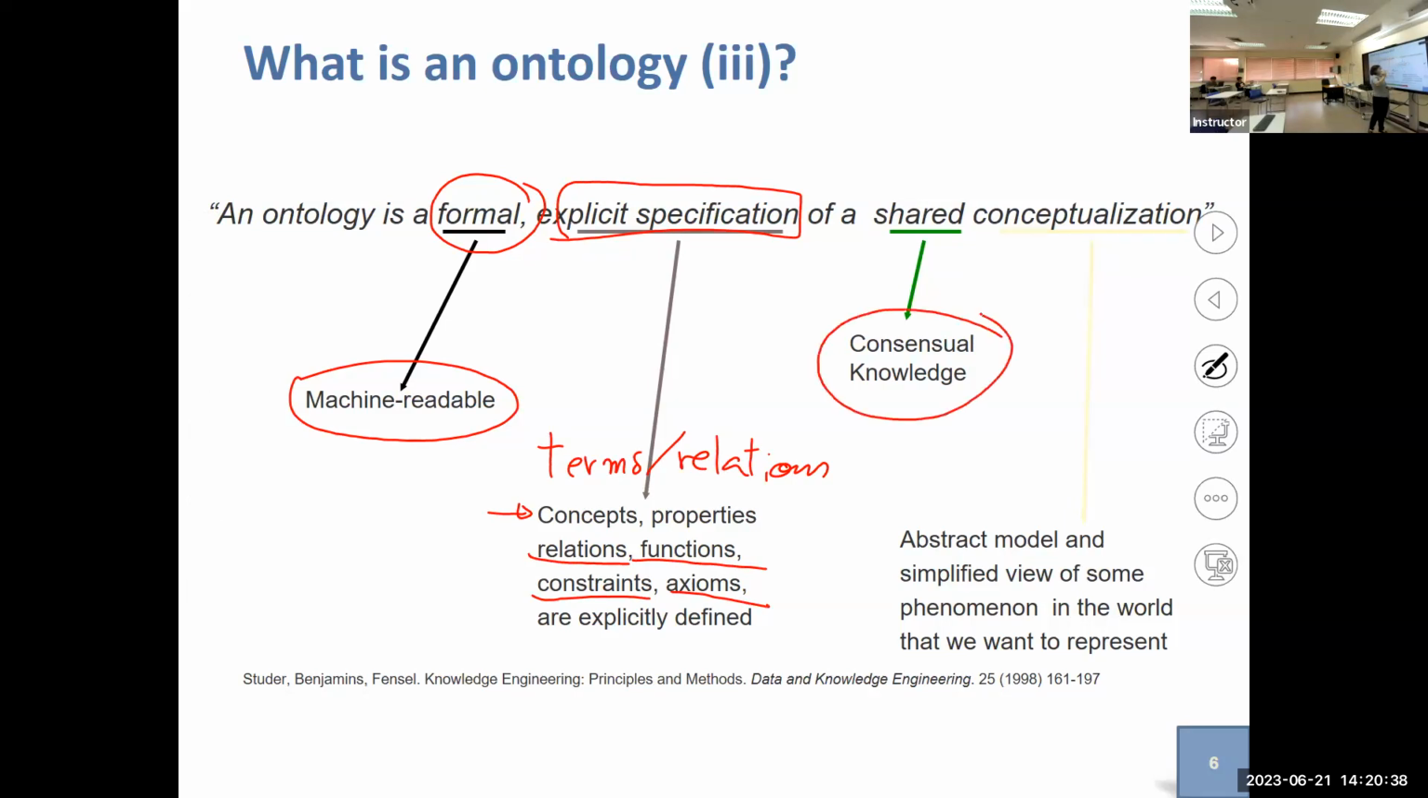And when it is a shared conceptualization, it means it is widely accepted. It's consensual knowledge. It's not only you that agree, it's agreed upon by the community of the domain. And when it is conceptualization, it means an abstract model, a view of something you want to represent in the world.